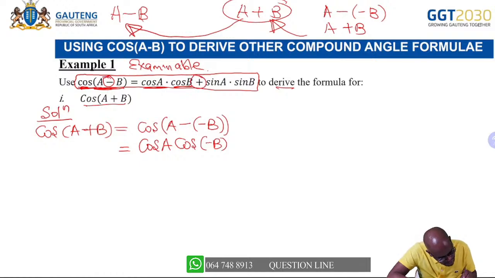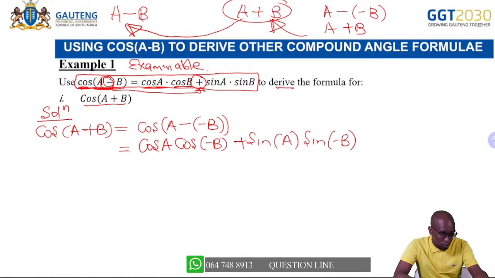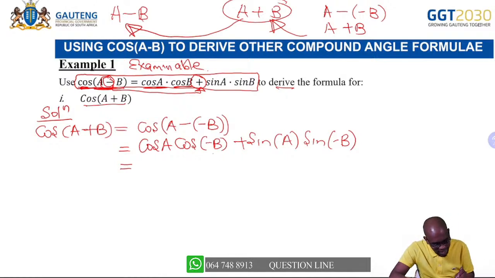So you see, if this sign is negative, there is a change of sign here. So we're going to add the sine of the first angle times the sine of the second angle, negative b, like that. Now what we are going to do is simplify this using our knowledge of the negative angles that we studied in earlier grades. So this would be the cosine of A.